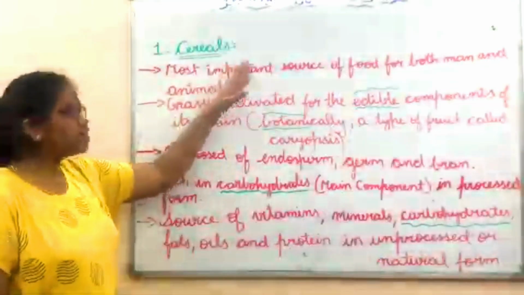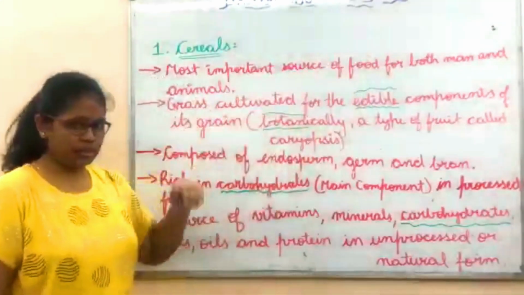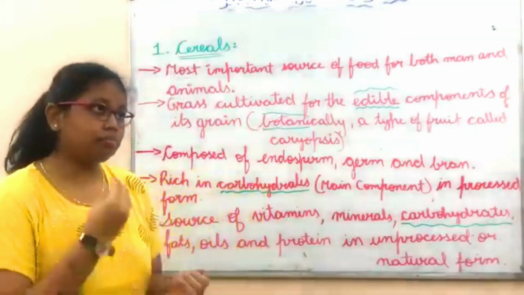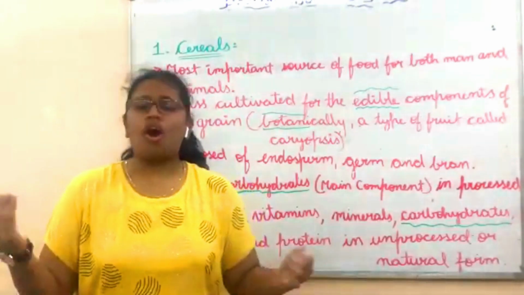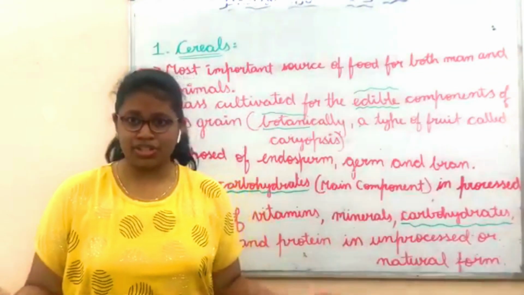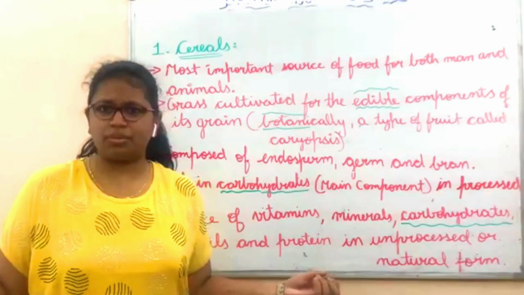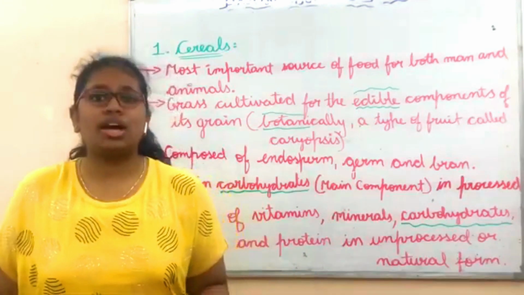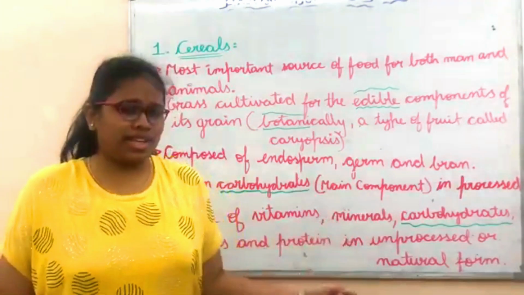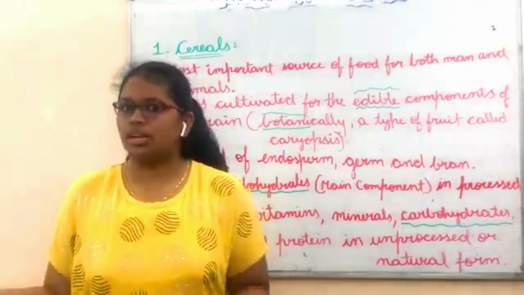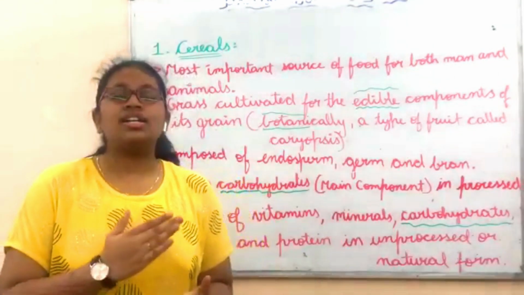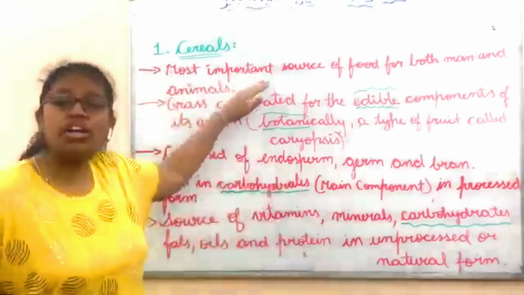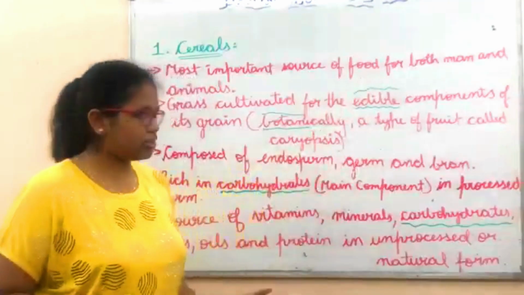Cereals are the most important source of food for both man and animals. Mostly our diet consists of cereals. For example, if we eat a sandwich, all kids love sandwich, all people love sandwich, and it's a very common breakfast which all people eat. Sandwich is made up of bread, and bread is made up of wheat. Wheat is a cereal. We eat rice in any form, and rice is a cereal. Most of the world's population depend on cereals as their main diet. So, it is an important source of food for both man and animals.